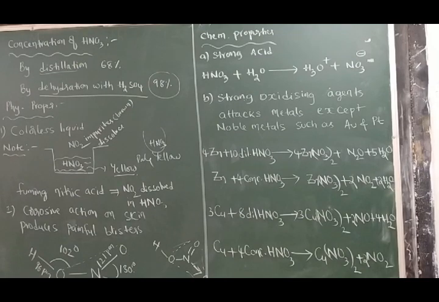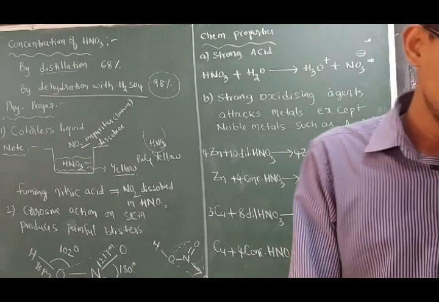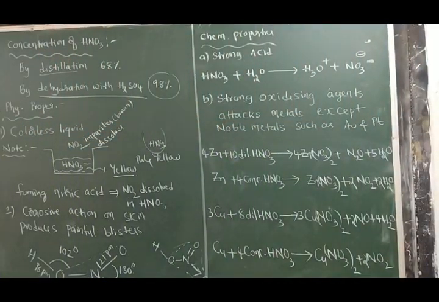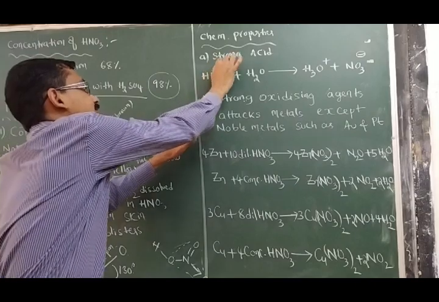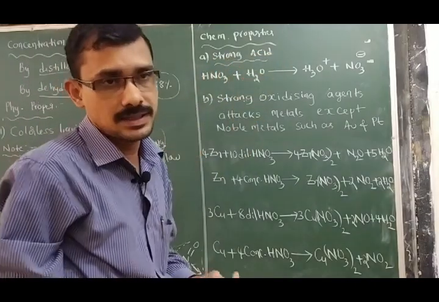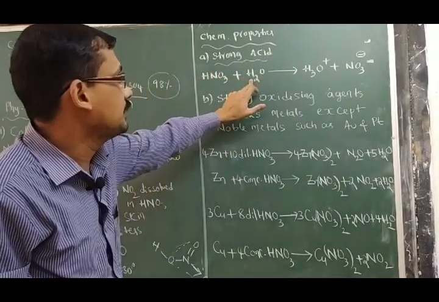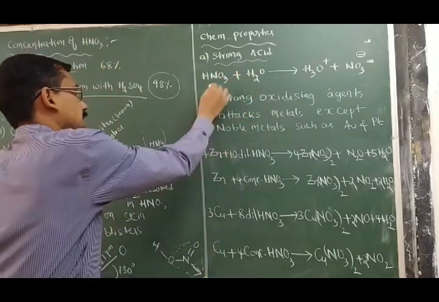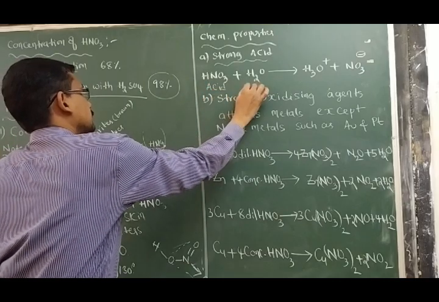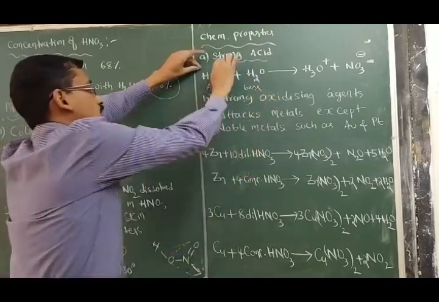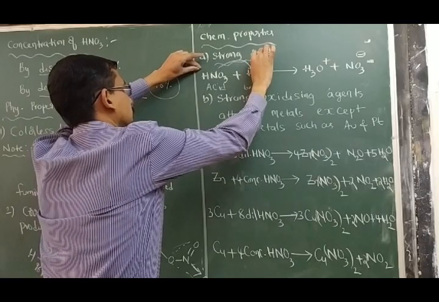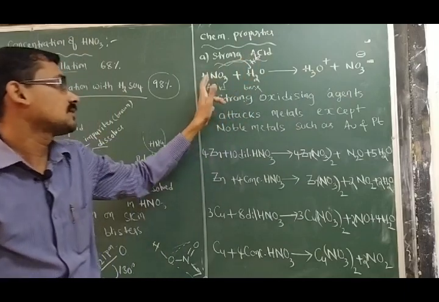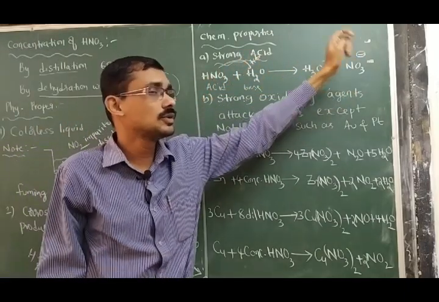Next, if you observe the chemical properties, it exhibits some chemical properties. First one is acidic properties. Being a strong acid, it will release H plus ion. When you dissolve it in water, H plus ions are given to the water. The water acts as a base and HNO3 acts as an acid, releasing H plus to it. Because of this, H2O converts into H3O plus, and because of loss of H plus it converts into NO3 minus.